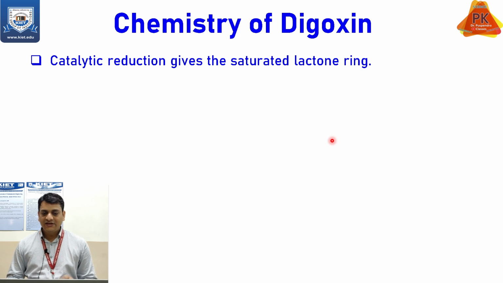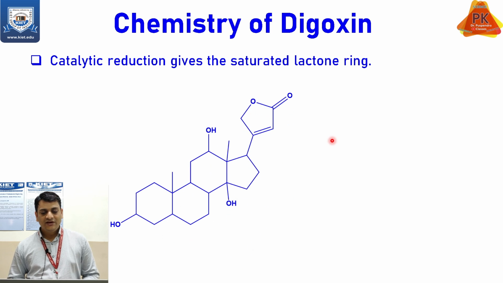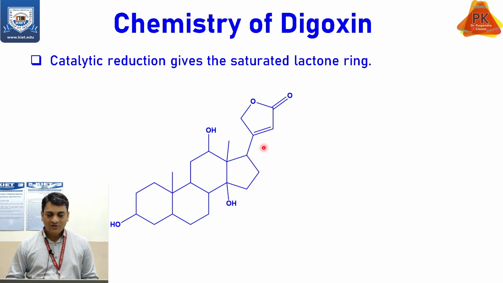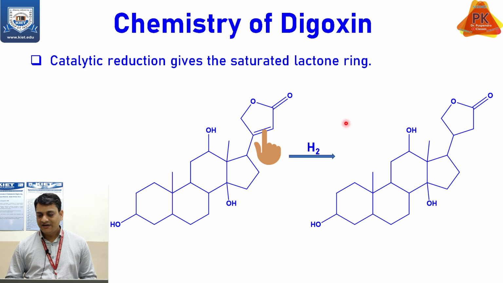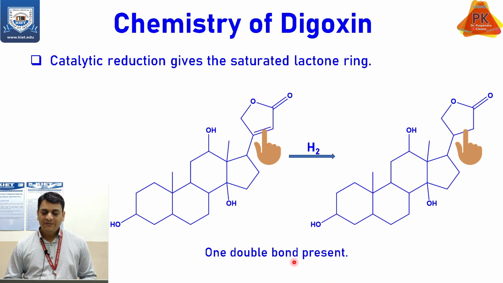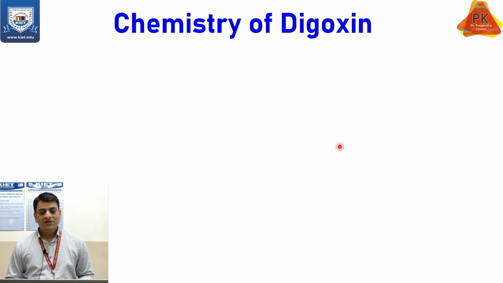So catalytic reduction gives the saturated lactone ring. Here you can see that in the structure of digoxin, this is the lactone ring, and here one double bond is present, means it is unsaturated. And if we do catalytic reduction, then H2 will be added, and after that we will get the saturated lactone ring. Here you can see that the double bond was present. Now after addition of H2, the double bond is removed. So it means one double bond is present in the structure of digoxin, which is present in the lactone ring, which is present here. Now coming to the next step.